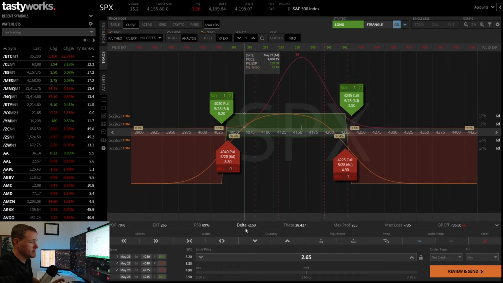Obviously, you want to see that delta as neutral as possible. That means you're safely in the middle of your iron condor. But as long as it stays in the middle at expiration, you're golden, you make money, you would keep that full $265. Now, you don't, of course, have to hold this to expiration.